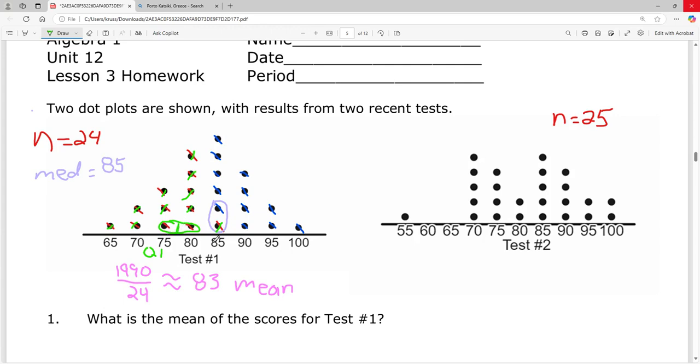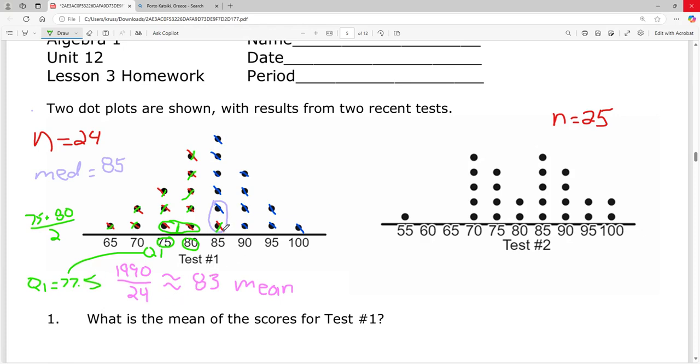So 75 plus 80, from these two numbers right here, is 155, and we divide that by 2. That's 155 divided by 2, and we get the lower quartile. Quartile 1 is 77.5.